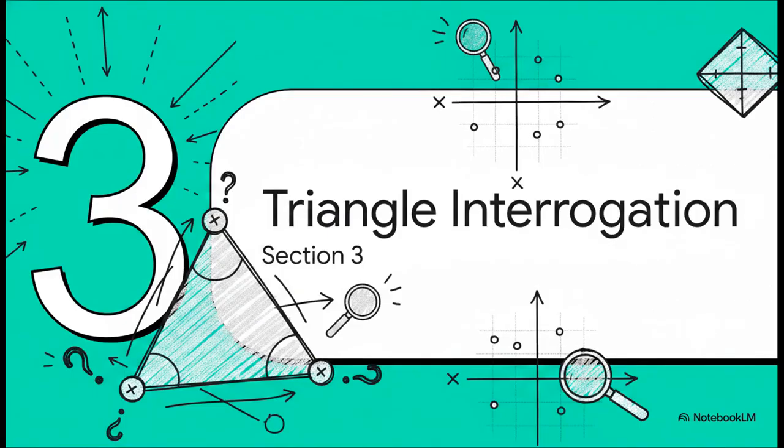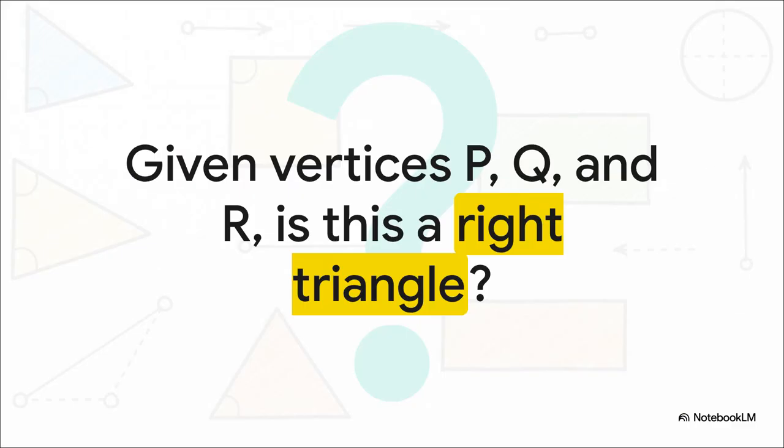Now let's see how this all builds into our next case, the triangle interrogation. This one's a bit more complex. We've got a shape defined by 3 vertices, and we need to figure out its true identity. So we have our 3 suspects, the vertices P, Q, and R. The first question we have to answer is this: is it a right triangle? To find out, we need to check for a 90-degree angle. And for that, we're going to pull out our slope tool.